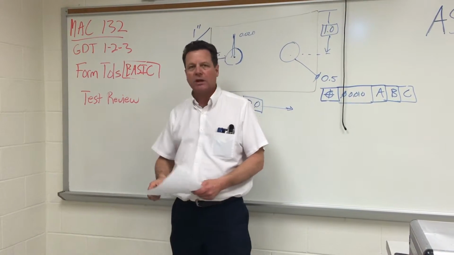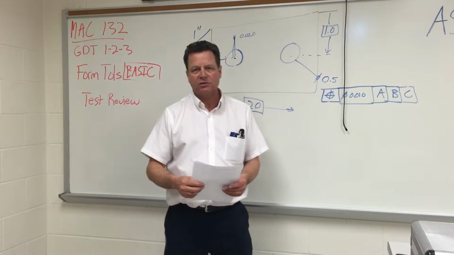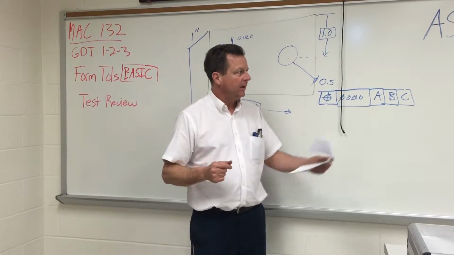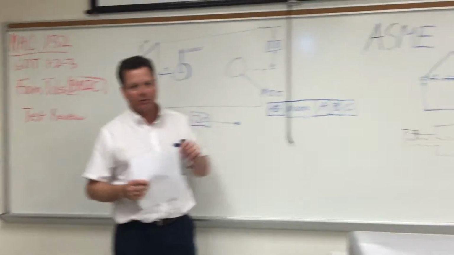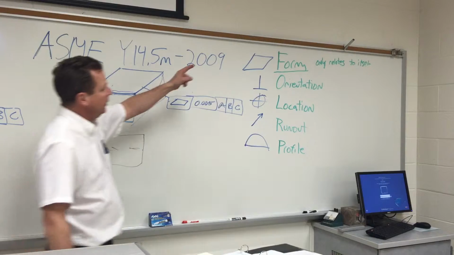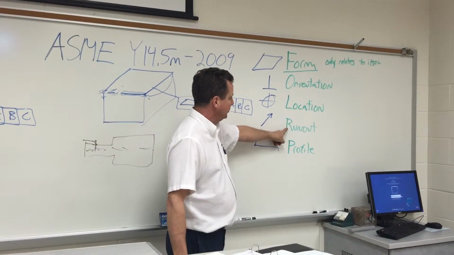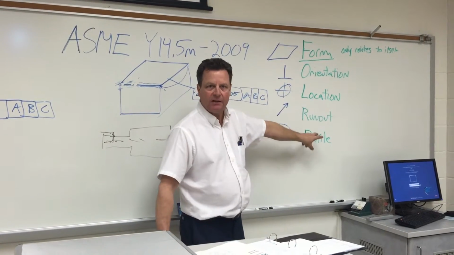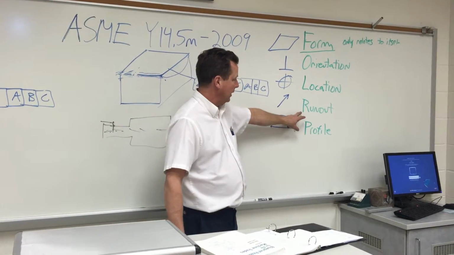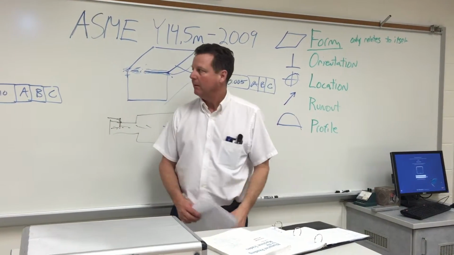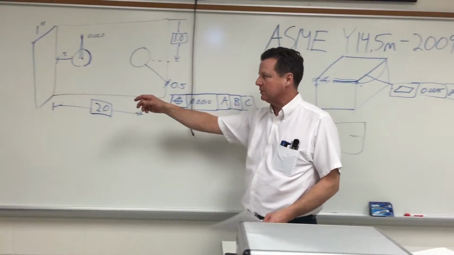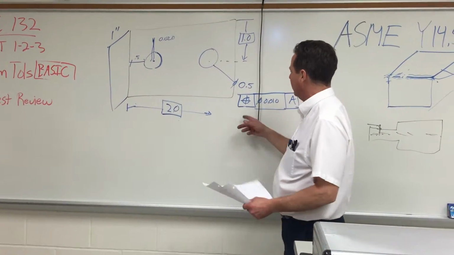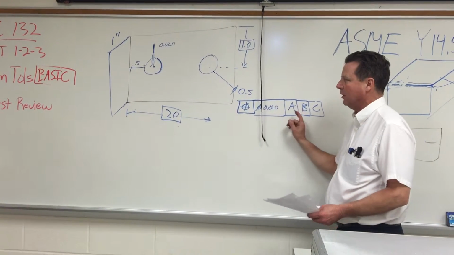The next thing I did was I went over tolerances of form. There are 5 tolerance categories. They're over there on the board: form, orientation, location, runout, and profile. We will get more into the details of these after the test. But today, what I talked about was tolerances of form and also position and location.